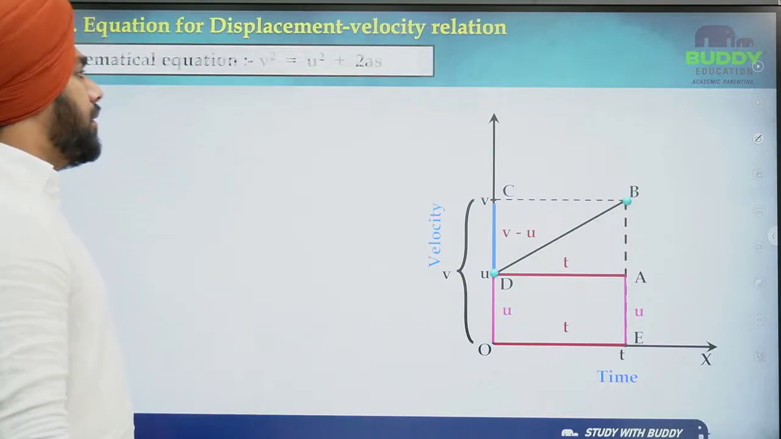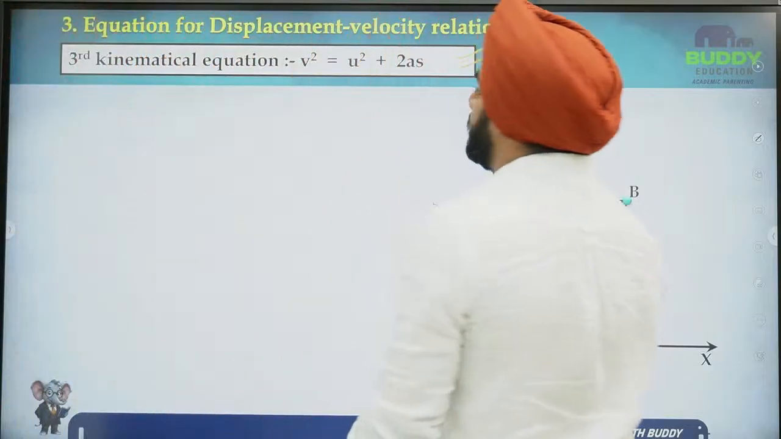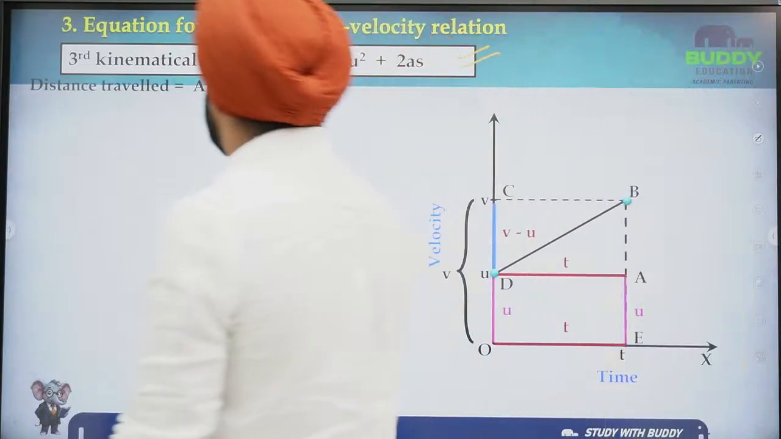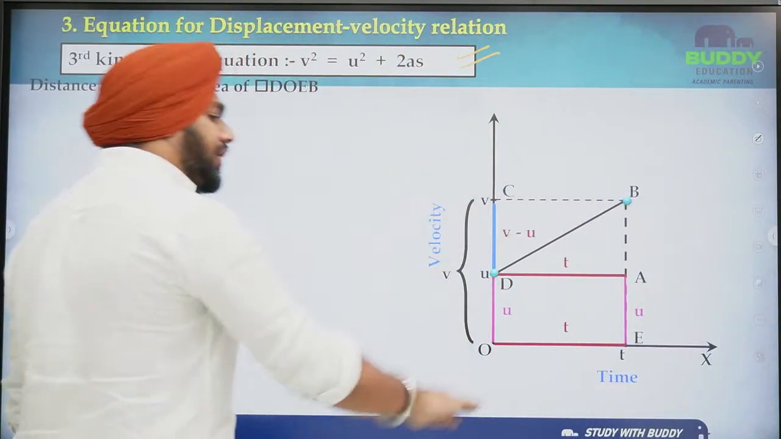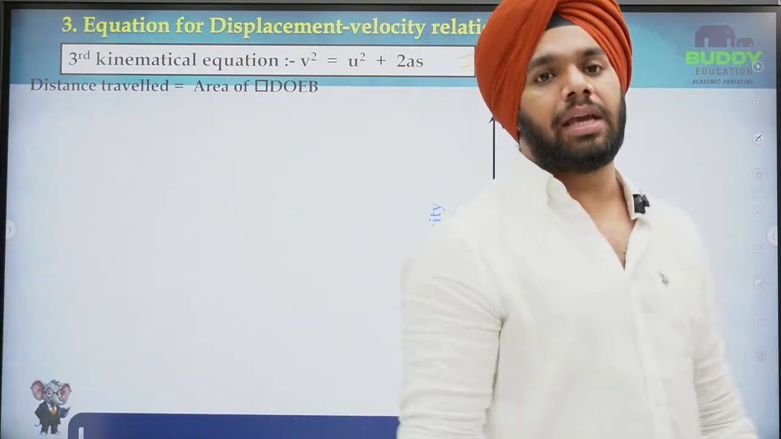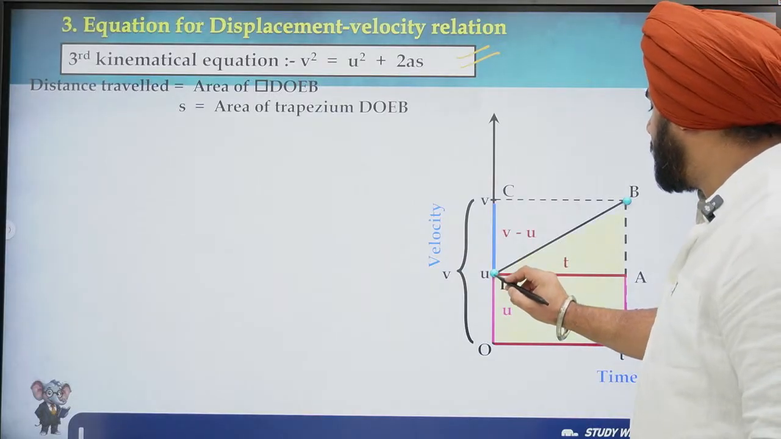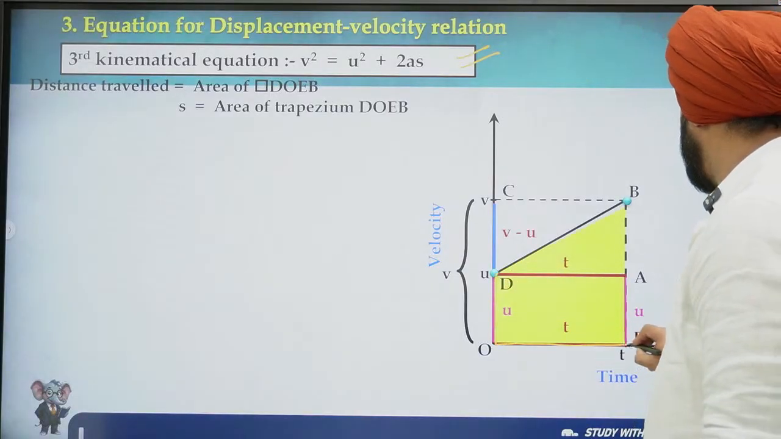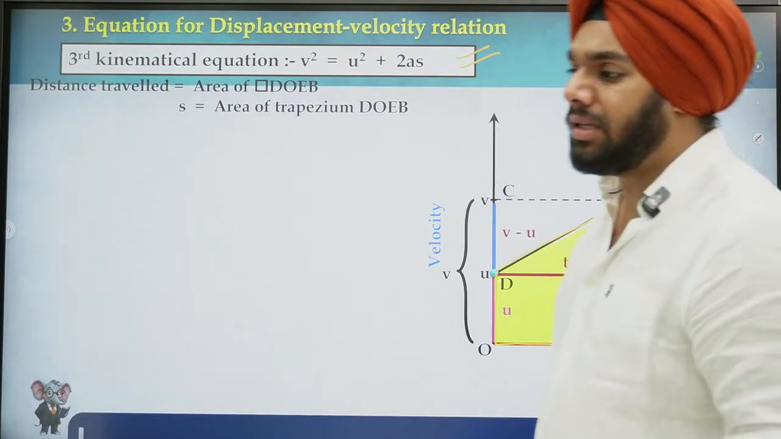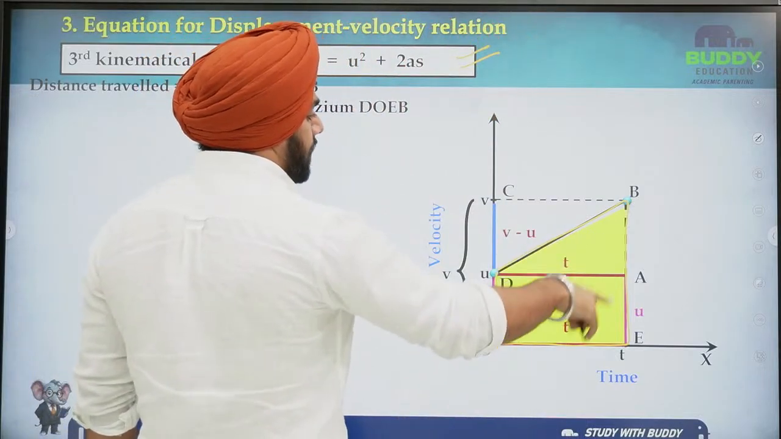For the last, this is the third kinematical equation or third equation of motion. If we say V square is equal to U square plus 2AS, right? So now we'll again find out the area, because we don't need time here. We'll again find out the area, only the method will be different. Now we will take this trapezium. Initially we broke down this trapezium into two parts. One was the rectangle, other was the triangle, right? But now we'll be finding out the area of trapezium.